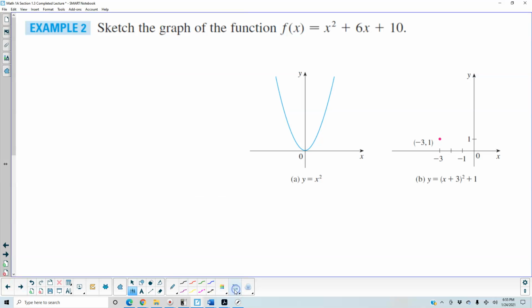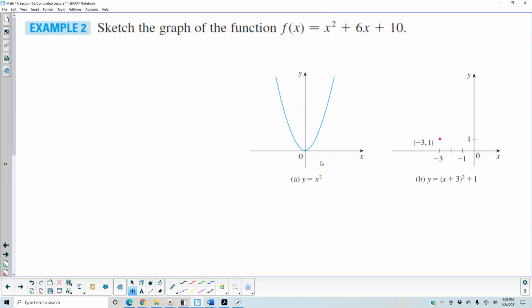Example number 2, we want to be able to sketch the graph of the function f of x, which is equal to x squared plus 6x plus 10. So if you take a look at the first graph here, part A, this is the standard function for a parabola, y equals x squared.